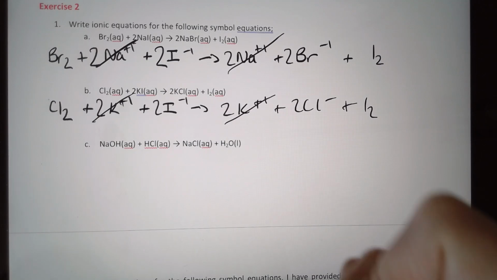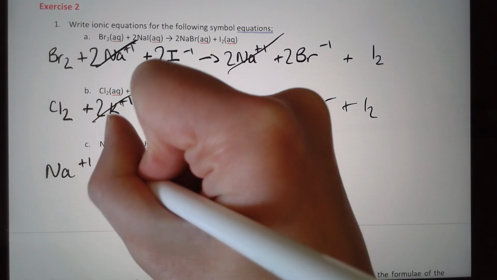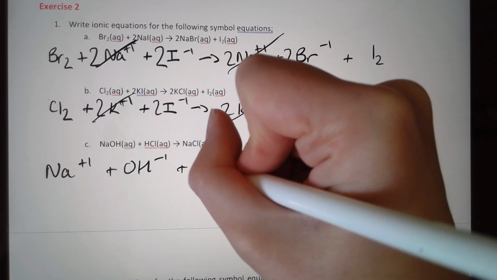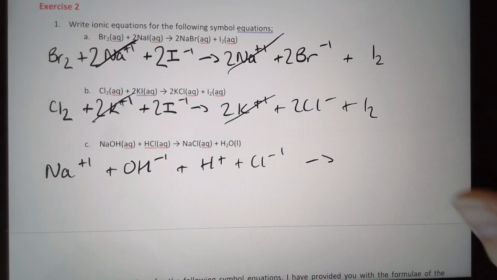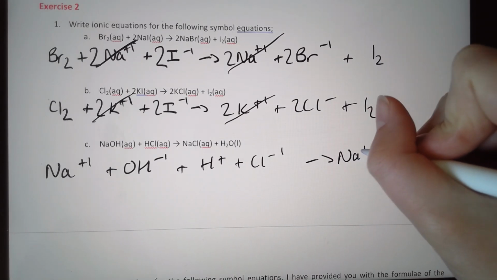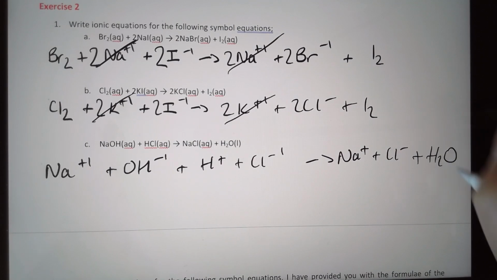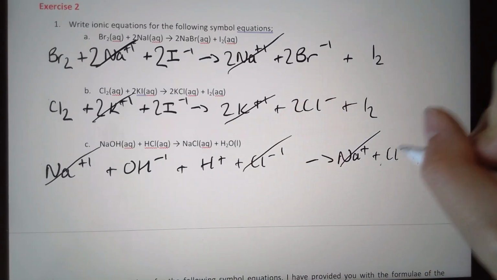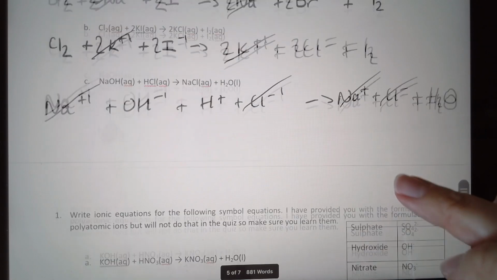The next one, I've got sodium hydroxide, so we've seen this before. Sodium has a +1 charge. Hydroxide is a polyatomic ion. Don't separate the O from the H. HCl is an acid. Acids always split even though they're covalent. NaCl is ionic and aqueous. It's going to split into Na plus and Cl minus. H2O is covalent. It will not split. Cancel what's the same on both sides. The Nas go, the Cl's go, and I'm left with OH minus, and H plus goes to H2O.